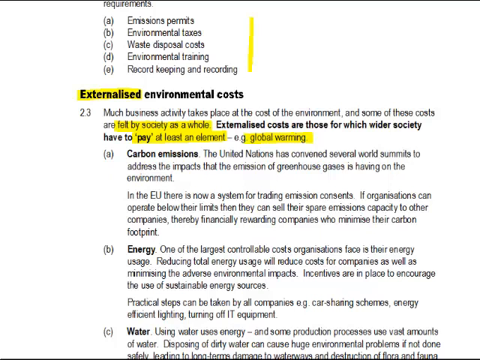Now, there are some particular areas that you should know a little bit about, and we'll go through these next. The first one is carbon emissions. The United Nations has had several world summits to address the impact of carbon emissions and the fact that greenhouse gases are having a detrimental effect on the environment. What the EU have introduced is a system for trading emission consents. That means that if organisations can operate below their limits, they can sell their spare emissions capacity to other companies. And therefore there's actually a financial incentive to minimise the carbon footprint of that company.